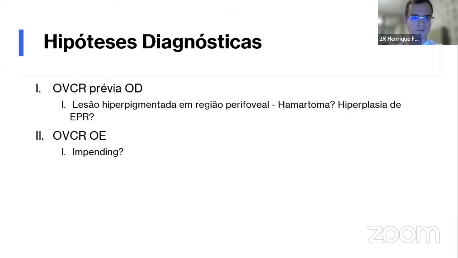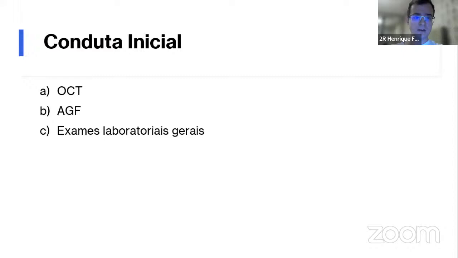Perfeito. Então, agora para hipóteses diagnósticas, a gente questionou se teria uma oclusão de veia central prévia no olho direito, com uma lesão hiperpigmentada na região perifoveal, que poderia corresponder a um hematoma, uma hiperplasia do epitélio pigmentar da retina. E no olho esquerdo, a gente questionou uma oclusão de veia central também. Então, como condutas iniciais, a gente solicitou um OCT e uma angiofluoresceinografia, além de exames laboratoriais gerais.